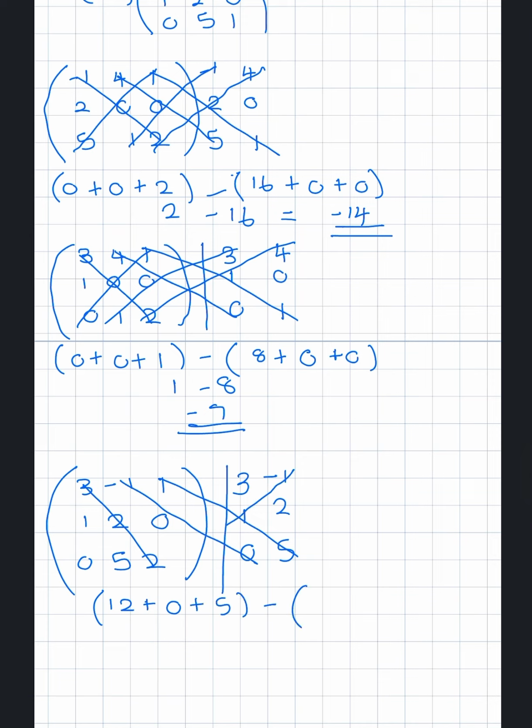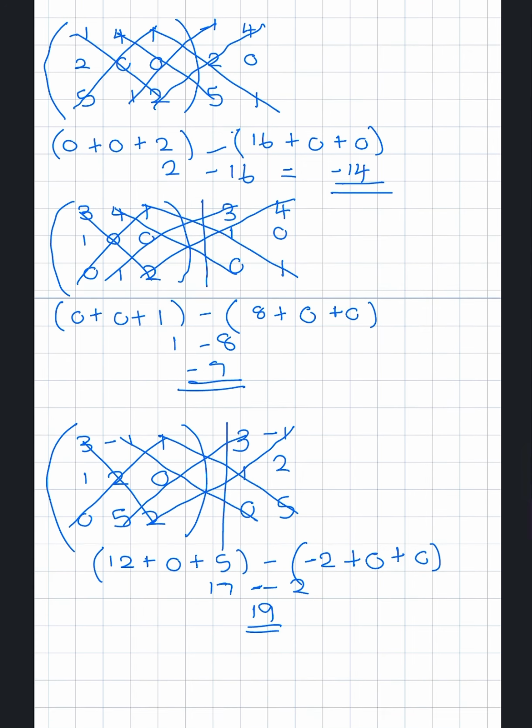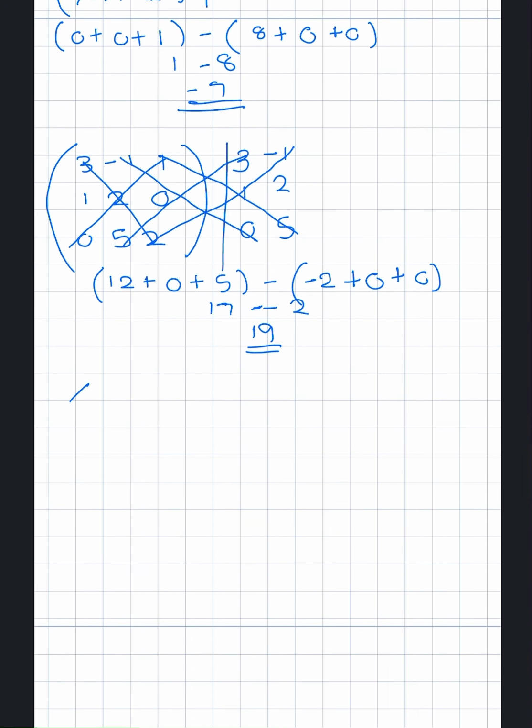Minus, then we close the minor diagonals. 2 times 1 times minus 1 is minus 2. Plus 5 times 0 times 3 is 0. 0 times 2 times 1 is 0. So what do we have? 12 plus 5 is 17. 17 minus minus 2, that is 17 plus 2, which is 19.